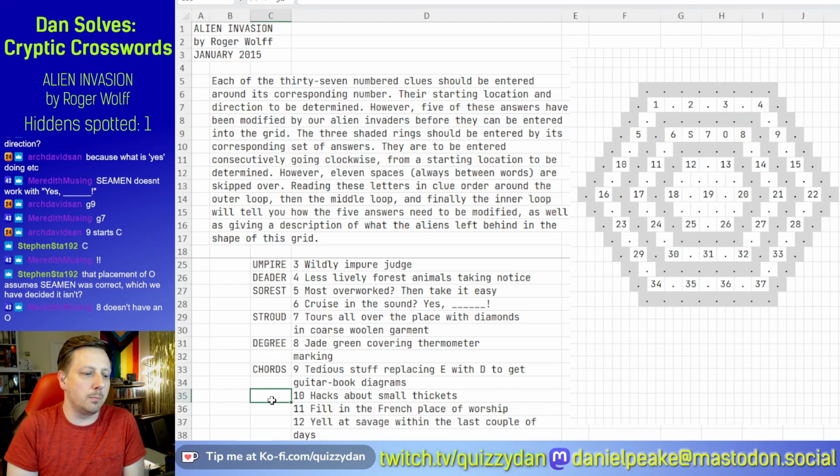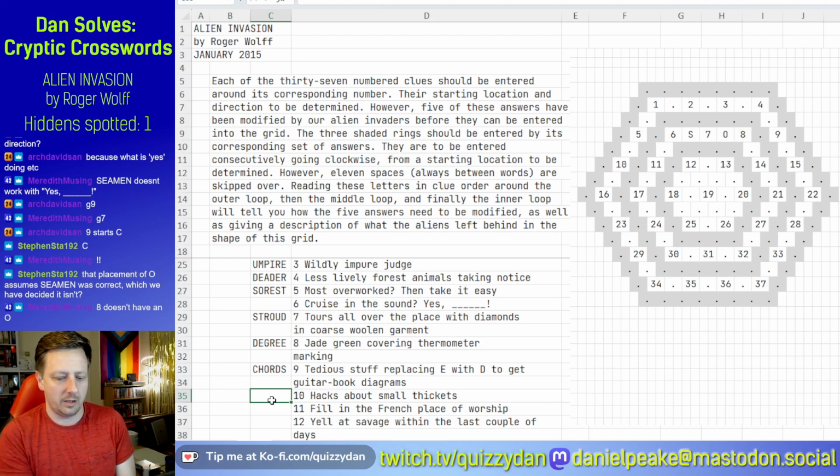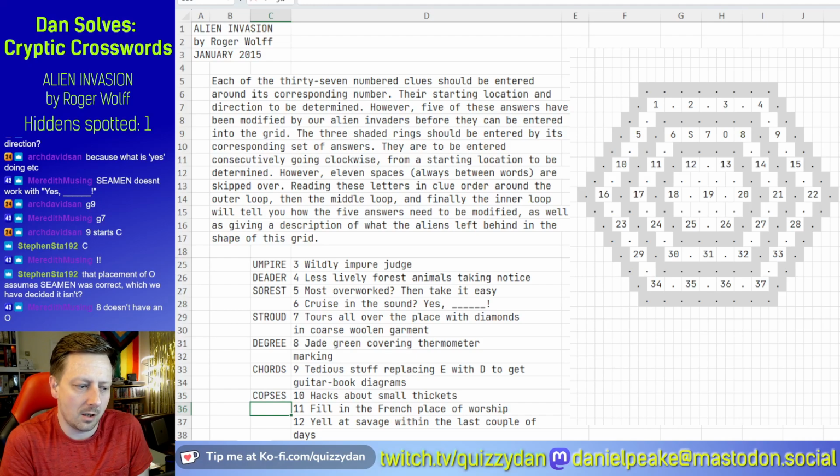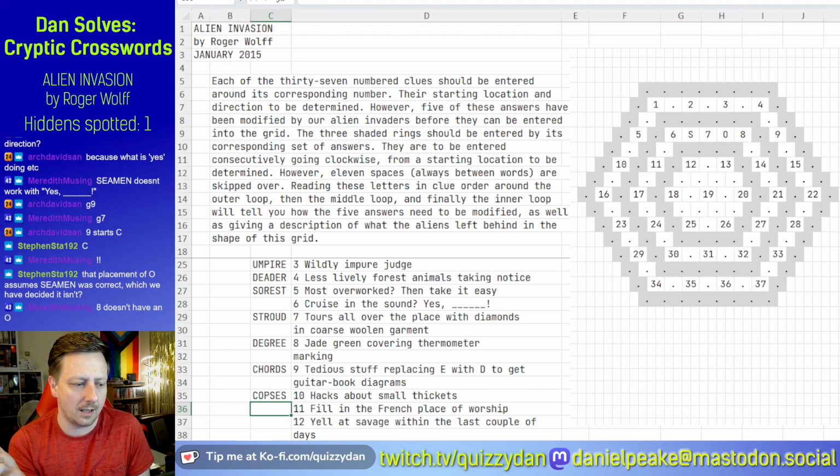10. Hacks about small thickets. If you hack, you cope. Is that copses? A thicket is a copse. So I wanted it to be copses, and hacks would be copes. Can you hack it? Can you cope with? Should be hacks. Should be copes with, really. But I think I'm happy with that. Do we like copses? I'm going to go with that.